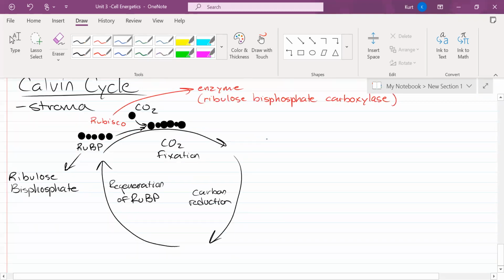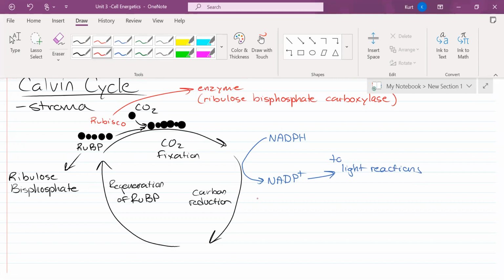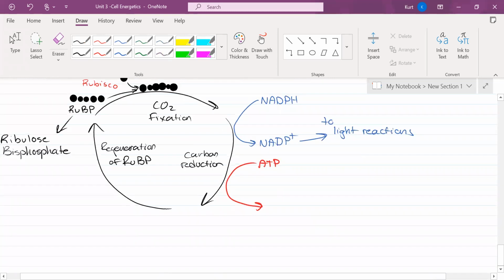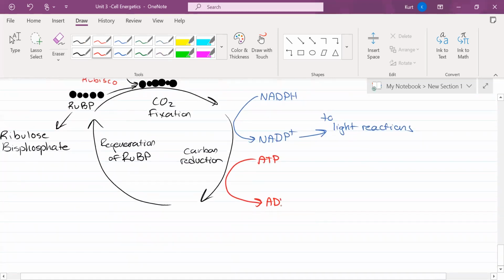you're going to use NADPH. Remember that when it gets oxidized, it returns to being NADP+. This will then go back to the light reactions to get recharged. And ATP will join in here, the ATP that you made from the light reactions. It's going to get reverted back to ADP plus a phosphate, and then that will go back to the light reactions to get recharged as well. And it's going to reload.